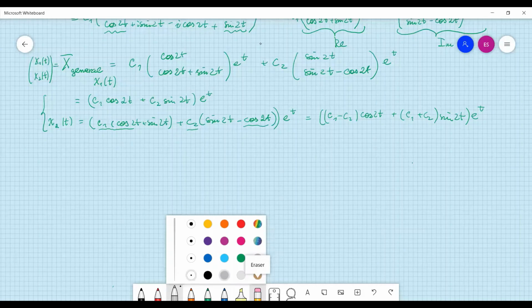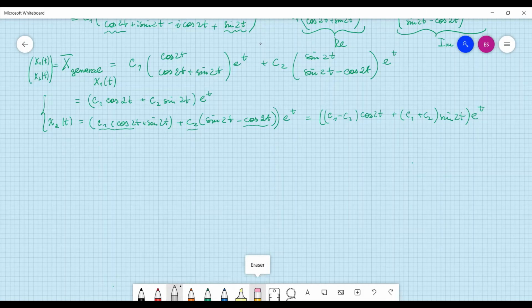Okay, guys. So I want to continue complex solutions, complex eigenvalues, and consider initial value problem. Well, I'm going to continue example number 2 for this case. So we remember that we found general solution for example number 2, right?